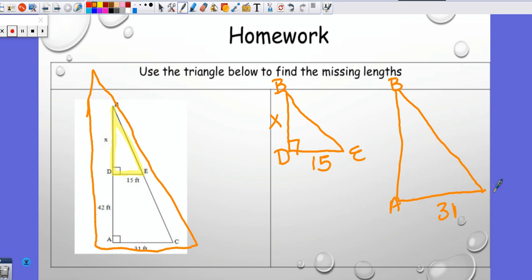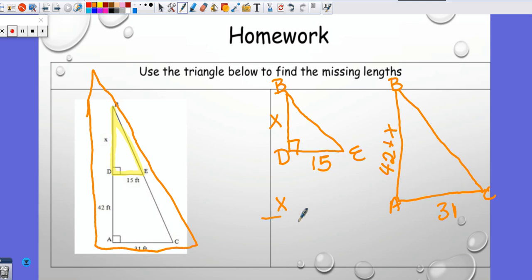A and C. And you see how these triangles share two angles? They share the B angle and they share the D angle. So they're similar by angle, so I can use the triangle proportionality theorem. This big side here is 42 plus x, and this side down here is 31. So let's set up the proportions and let's roll.